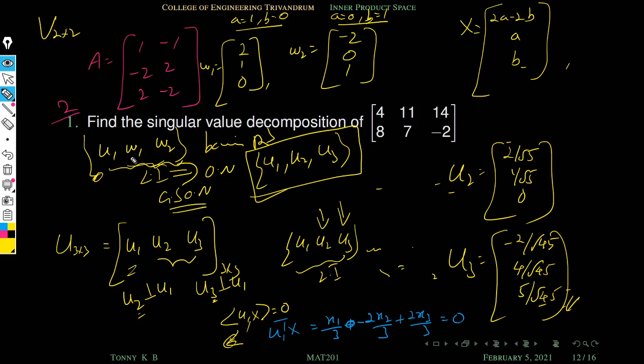By applying the Gram-Schmidt orthonormalization process to u1, w1, w2, we get u1 remains u1 because u1 is already a unit vector, because u1 is A v1 by sigma 1, and sigma 1 is nothing but the norm of A v1. So that's why this is a unit vector. So there is no change in u1, and w1 becomes u2 and w2 becomes u3. These are the vectors u1, u2, u3. So using this u1, u2, u3, you can write U. So this is the procedure.